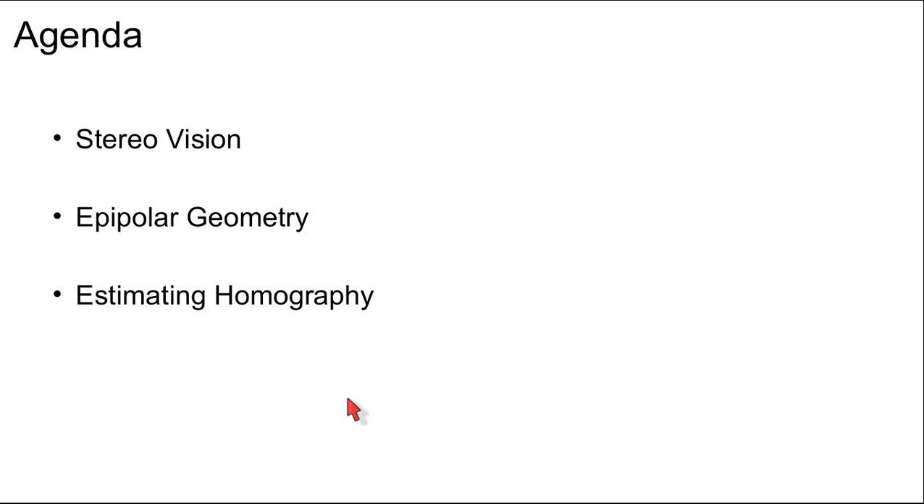Today we will cover stereo vision, epipolar geometry, and estimating homography between images. These topics are covered to the extent that you need to solve your assignments. There are many more details in stereo vision, epipolar geometry, and estimating homography that we are going to leave out of today's lecture. The slides contain links to other tutorials and lecture series where more details are covered. And we will ourselves also cover this in the class if time permits.